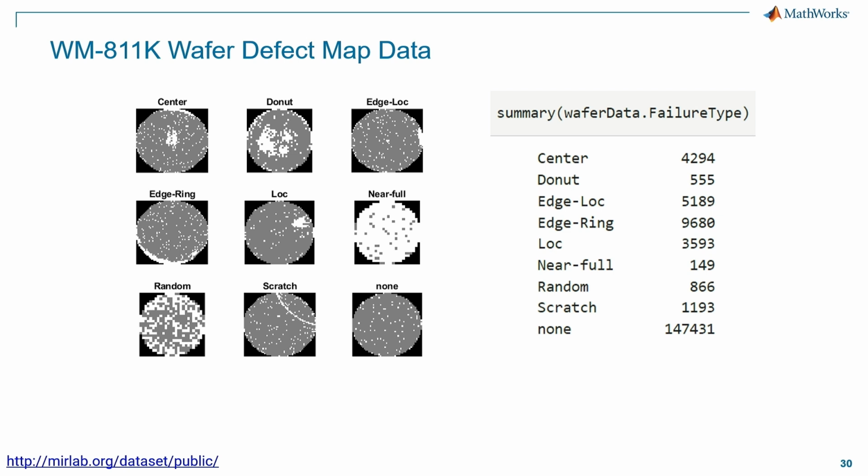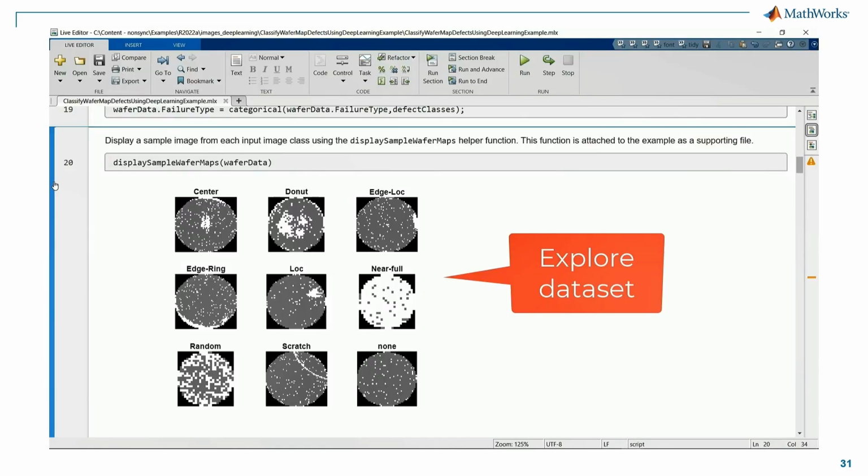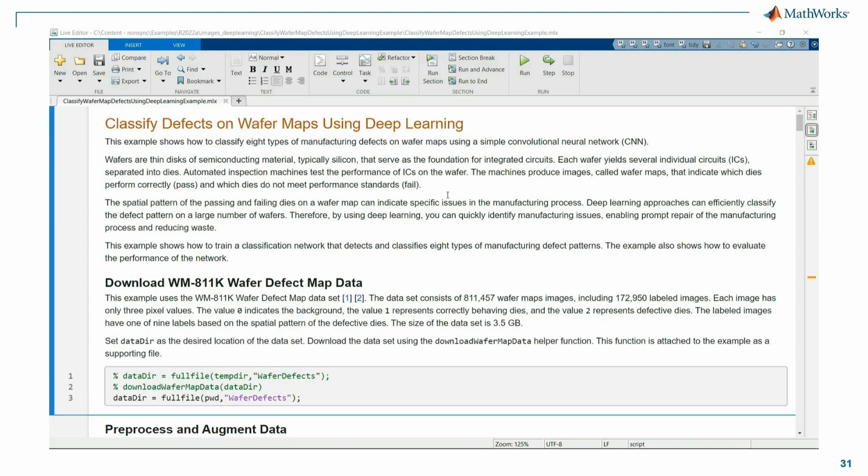There are 9 types of defects here. Basically, we want to classify which type of defect this wafer data has. That's the training data we have. The size of the data is about 3.5 gigabytes, and you can download it publicly. So here's how that works.